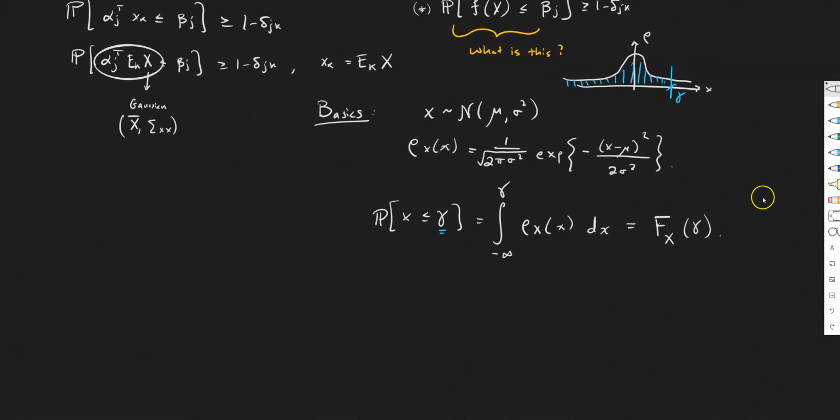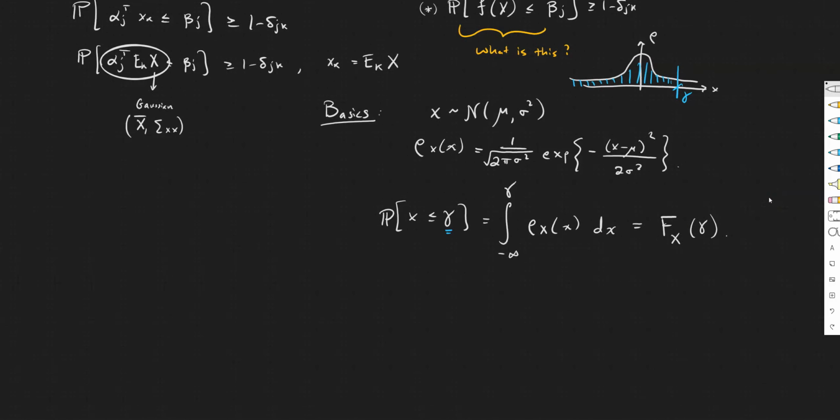So, what if we wanted to use, instead of this cumulative distribution function, the standard normal cumulative distribution function? So phi is the standard normal CDF. And what do I mean by standard normal?